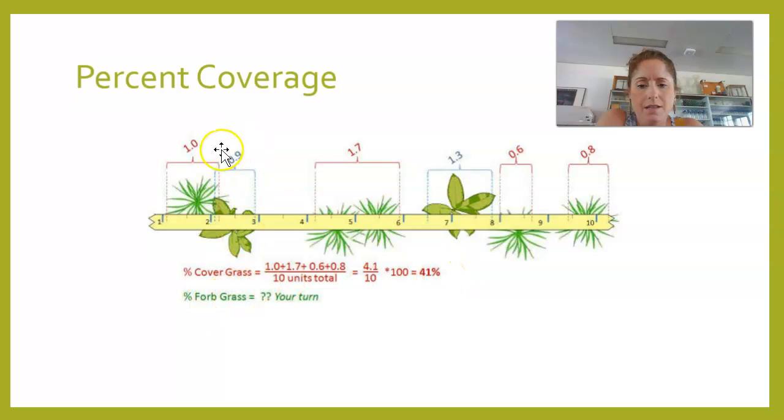And then for the other plants, you could practice this on your own, but you'd say 0.9 plus 1.3, and then you'd divide it by that 10, and that would tell you the coverage of this plant. This is just another way to do it. Oftentimes we'll do this when we are looking at trees and we're looking at percent coverage of the tree, in other words, shade coverage of the tree.